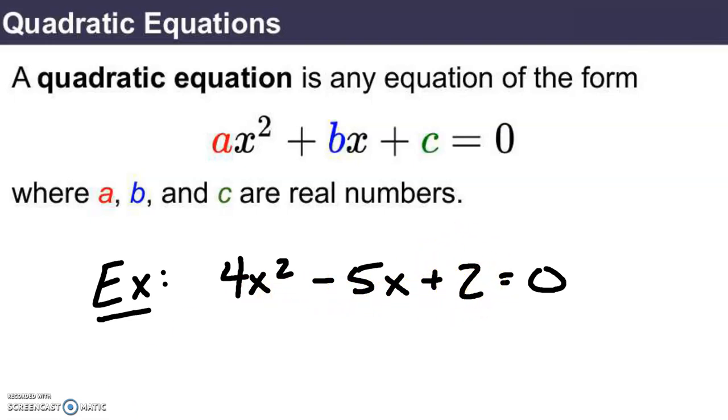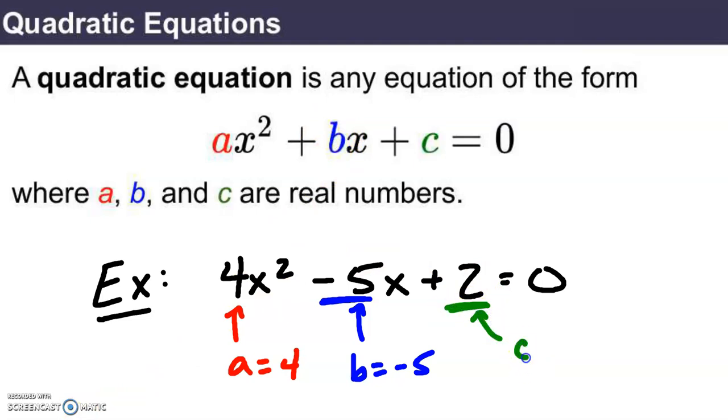So in this example, this number 4 is my a. The number b is the negative 5. Like that's the number that goes in place of b. And the number c is 2. So any equation that has that property is called a quadratic equation.